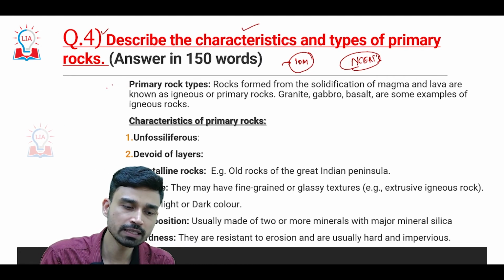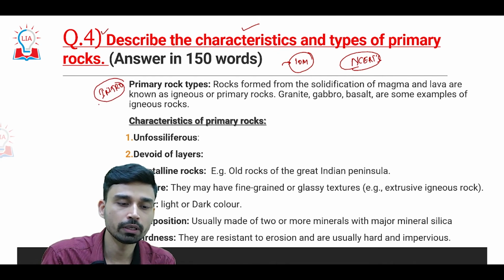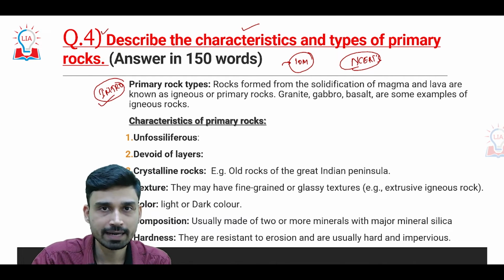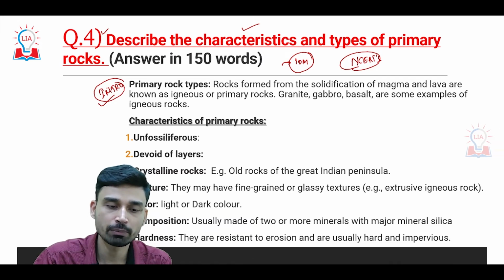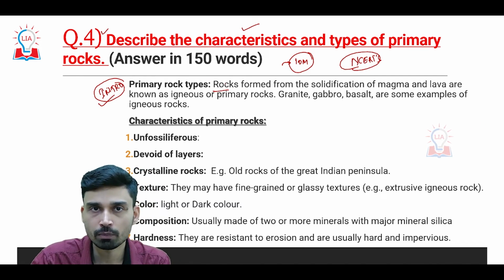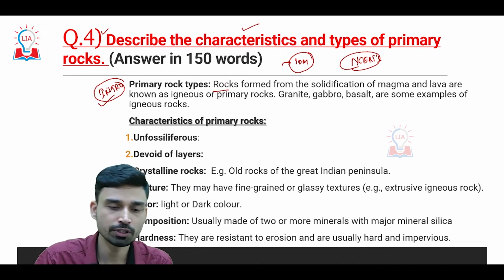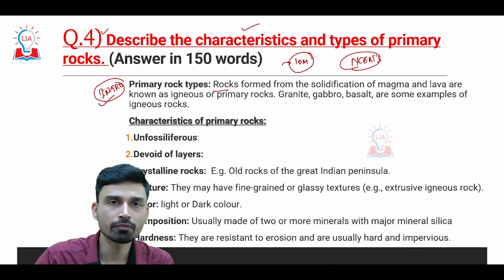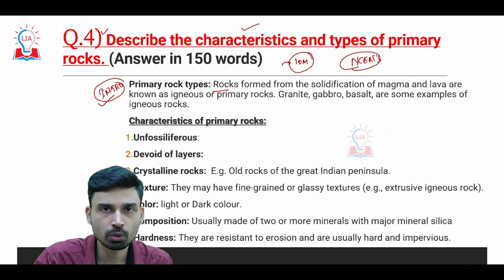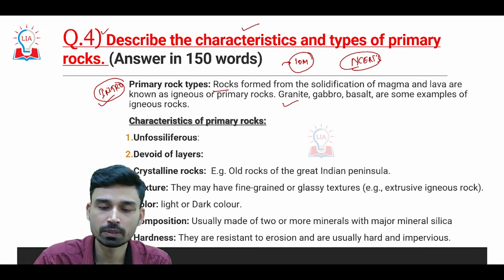First of all, in the intro part, you can explain what you understand by primary rocks. A simple definition can be given: rocks that form due to solidification of the magma or lava that rises above the earth's surface are called primary rocks. Igneous rock is also one name given to them, and examples you can write are granite, gabbro, and basalt.